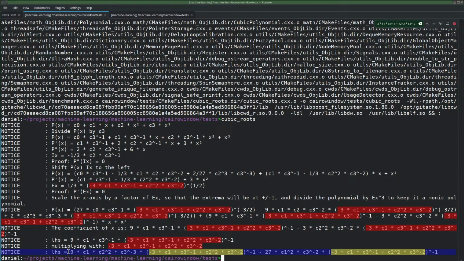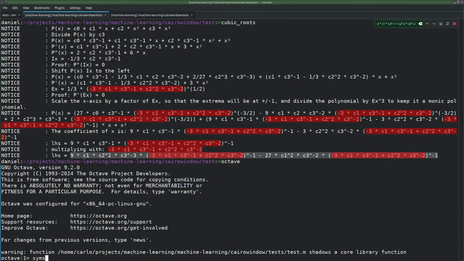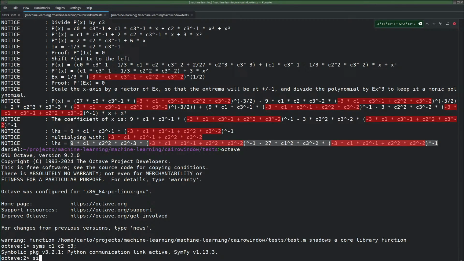Now there is a small chance that this is correct, but it just didn't simplify, which would be shocking. But let's simplify it with Octave then. Octave symbols in it are C1, C2, C3. That's all. Simplify that whole thing.